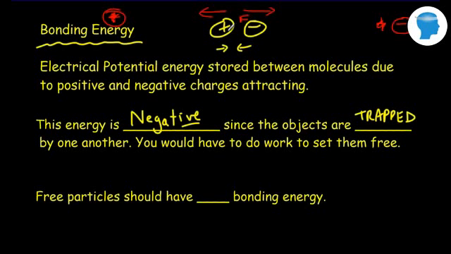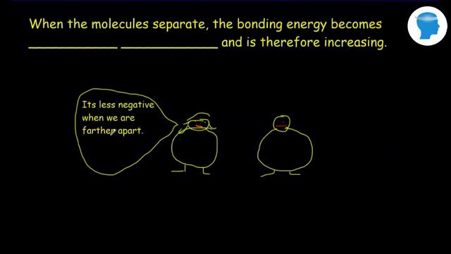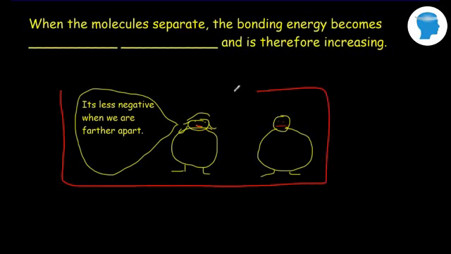So if we get molecules farther apart, then we have to do work, and we're going to make the potential energy less negative. We are increasing the potential energy, but we're making it less negative. Free particles should have zero bonding energy, and we have to do work to get them free. Here's a little cartoon I like to use to help you remember that. We've got a fighting couple, and one says to the other, "It's less negative when we're farther apart." So when molecules separate, the bonding energy becomes less negative and is therefore increasing.